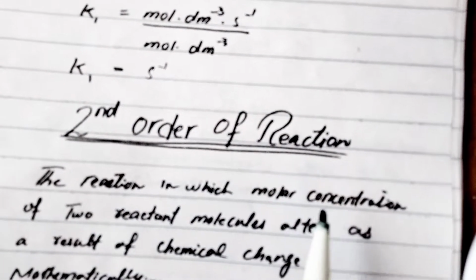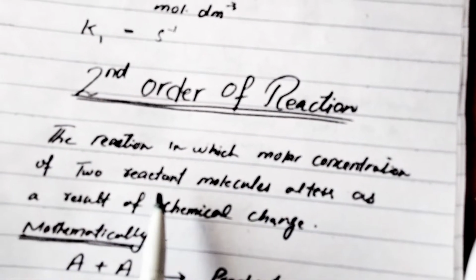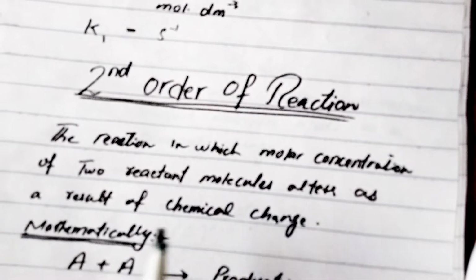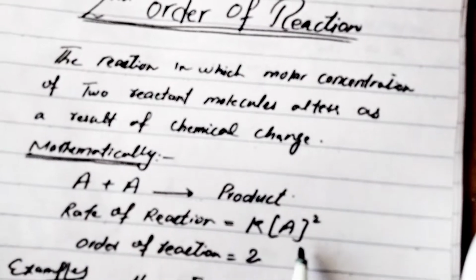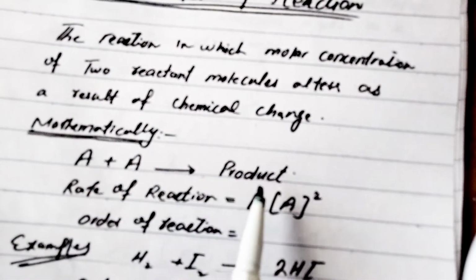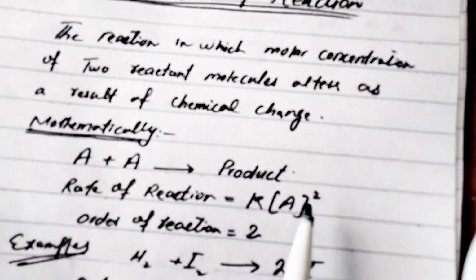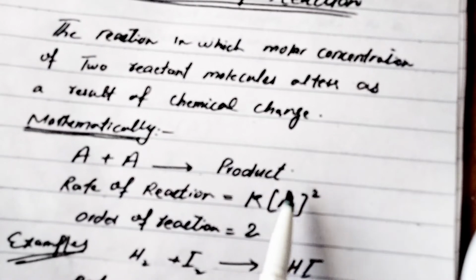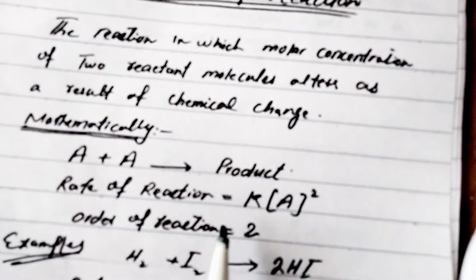Second order of reaction. The reaction in which the molar concentration of two reactant molecules alters as a result of chemical change is called second order of reaction. Mathematically, it is expressed as A plus A changes into product. Rate equation for this is equal to K[A]^2, and 2 is the number of molecules involved in this chemical reaction. So, order of reaction will be 2.